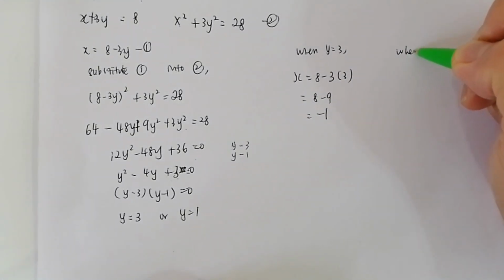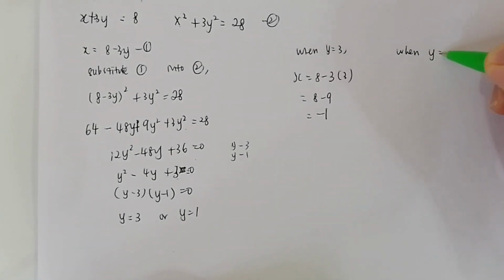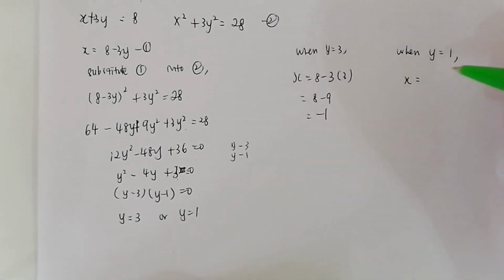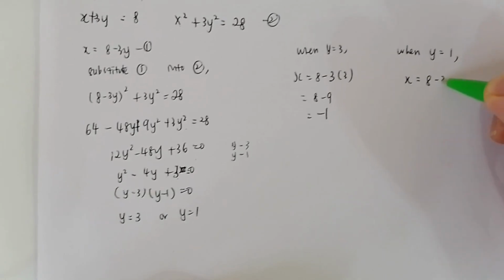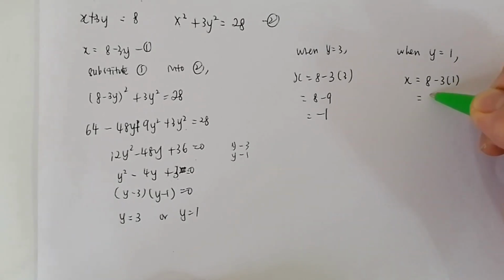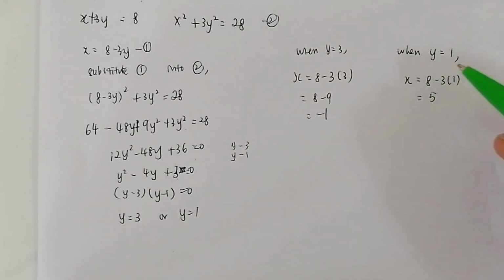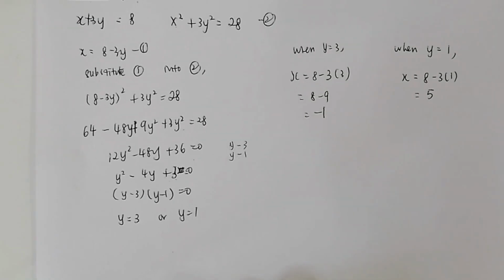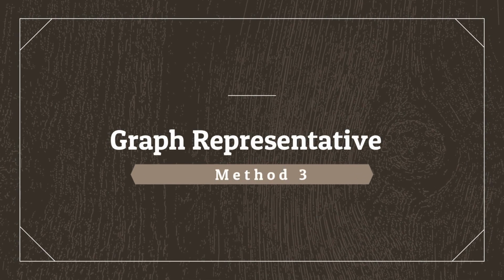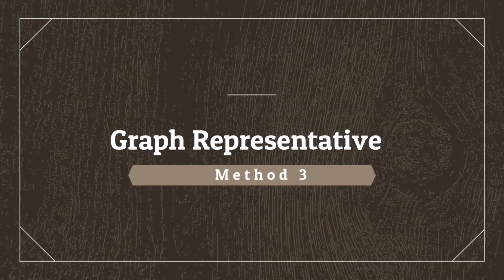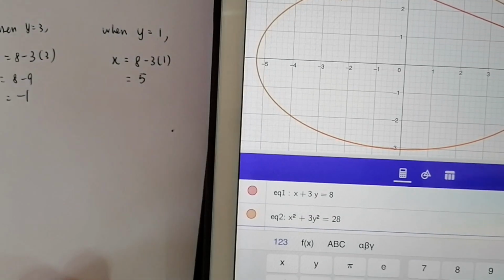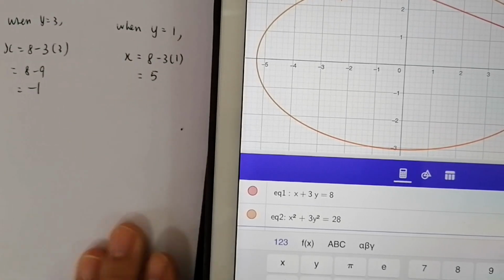Another one is when y equals 1, your x will be equal to 8 minus 3 times 1, which is 5. So you are going to get the two pairs of answers. Now I'm going to show you, from the answer just now, what does that actually mean?